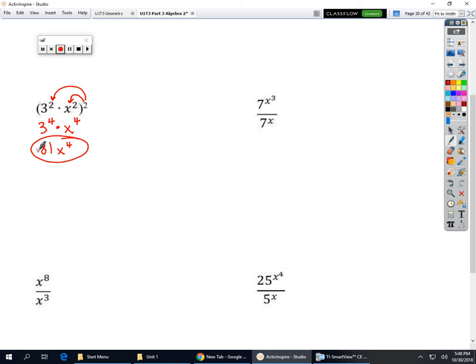To be honest, I wouldn't really do anything to this one, but if you want to simplify it further, remember you can subtract the exponents. So 7, subtracting the exponents, x cubed minus x, and there's not really anything else you can do. That's pretty much it.